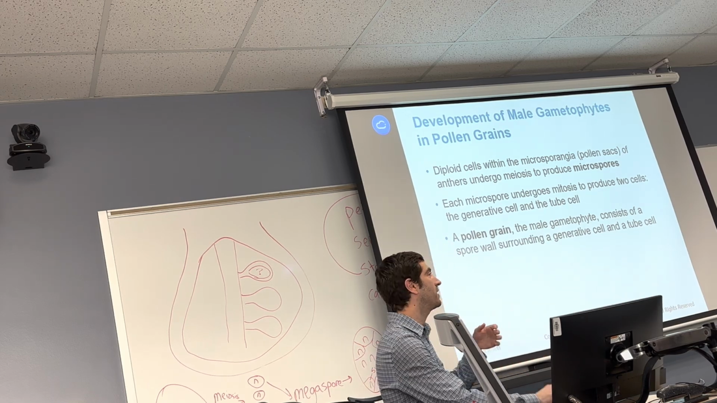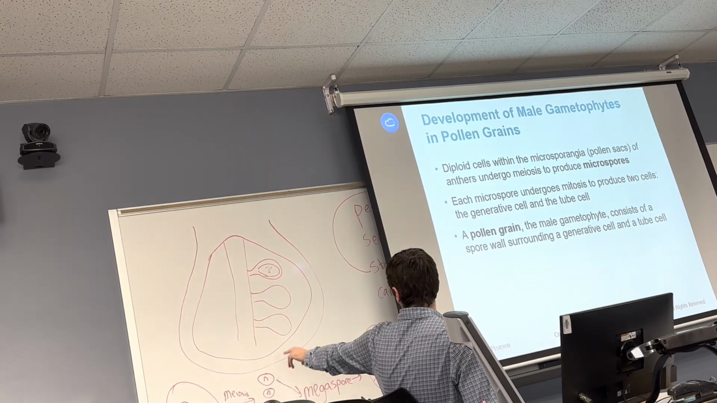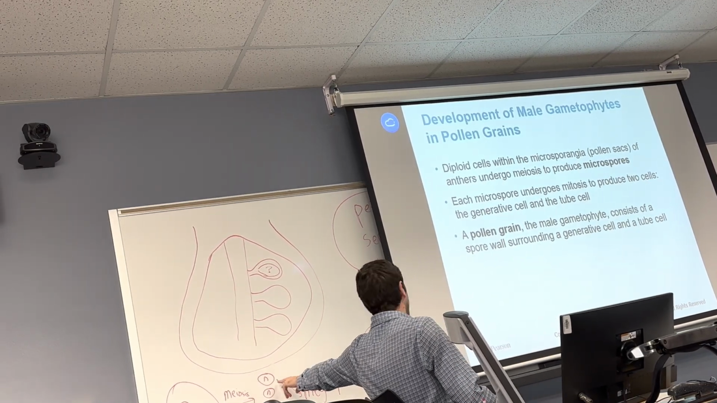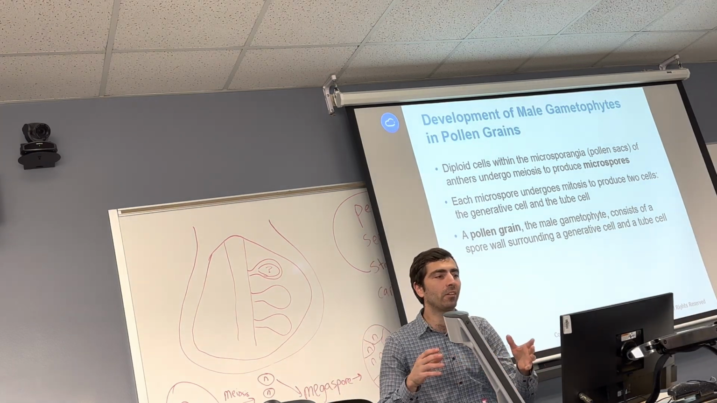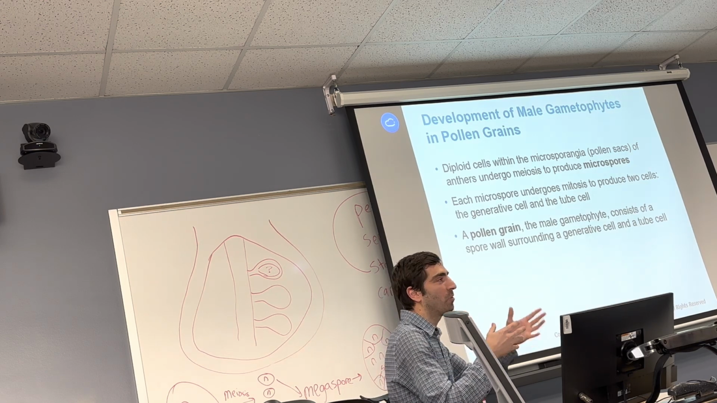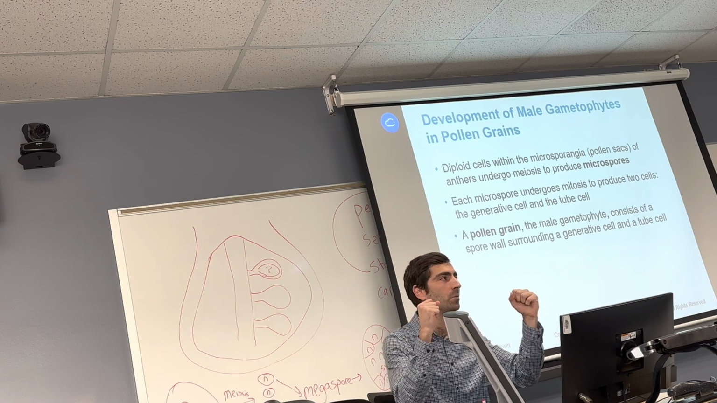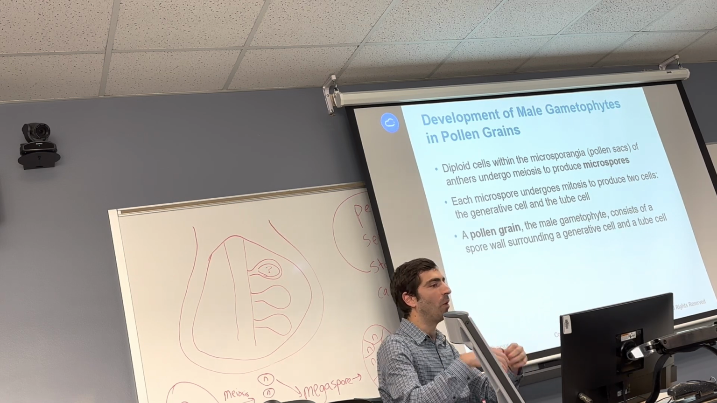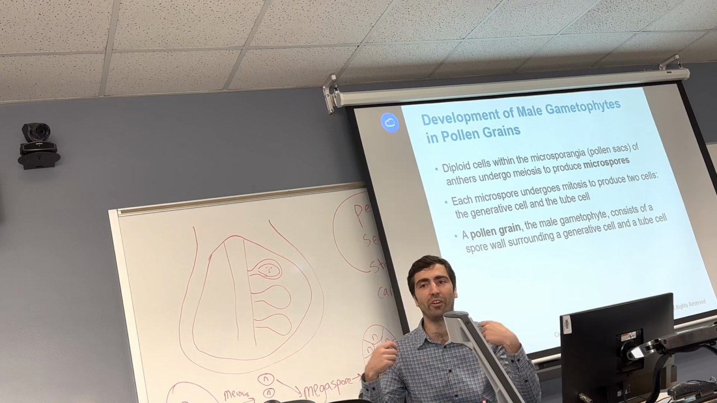This one is much easier. Instead of going through this weird set of meiosis and then choose one, kill the other three, divide, with the microspore, males in the plant world are simpler. It's a diploid cell, it just undergoes meiosis once, and there's two cells. One cell does one thing, the other cell does another thing. So it's very easy.